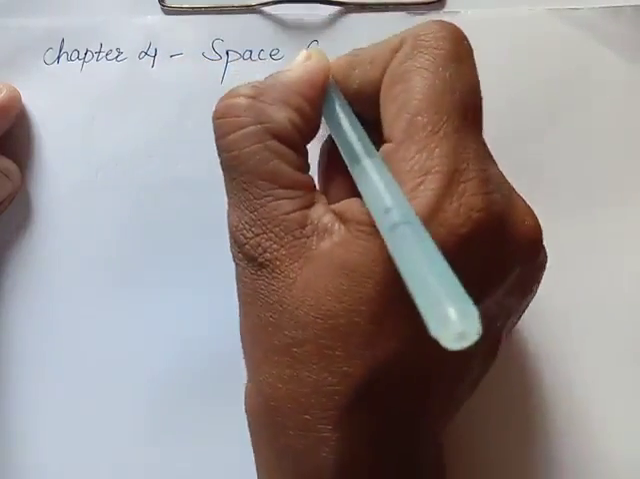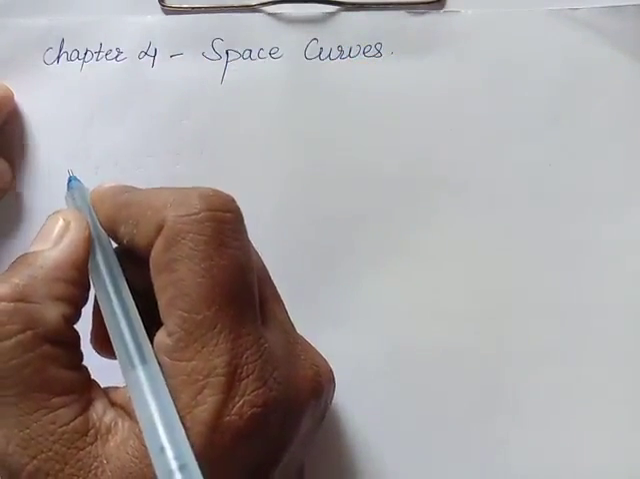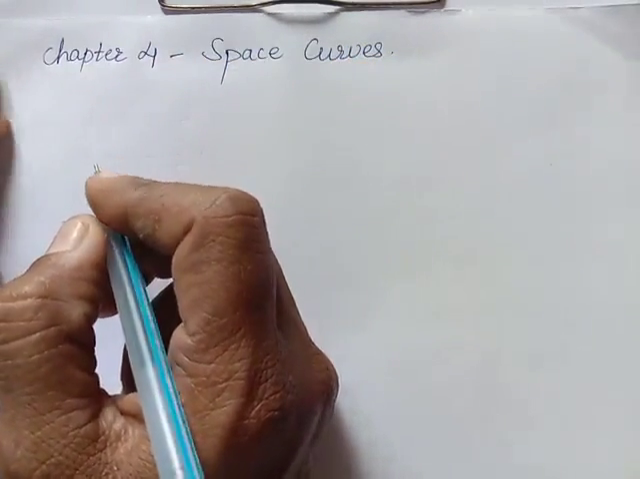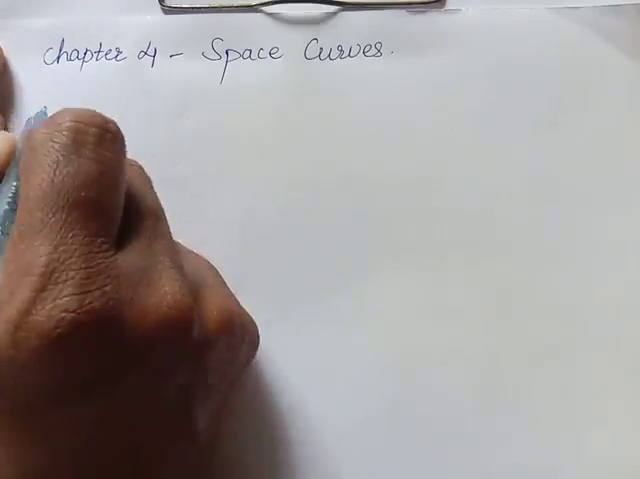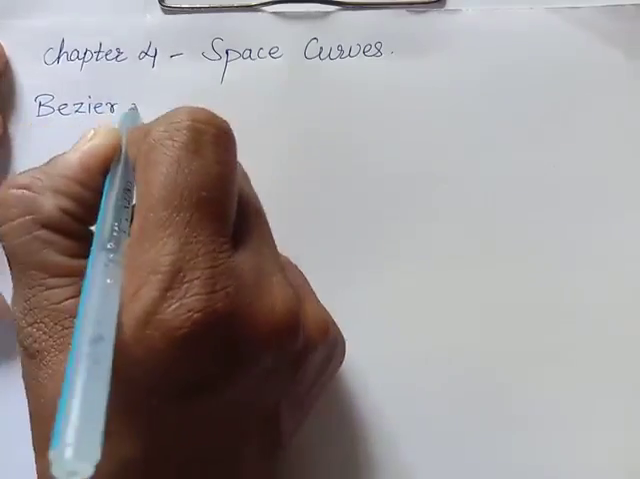Hello students, now in this video let's start chapter 4 of computational geometry. It is space curves. Now here simply we have to learn about Bezier curve. Bezier curve is nothing but the space curve. Now what is Bezier curve? Let me write the definition of it. Bezier curve.